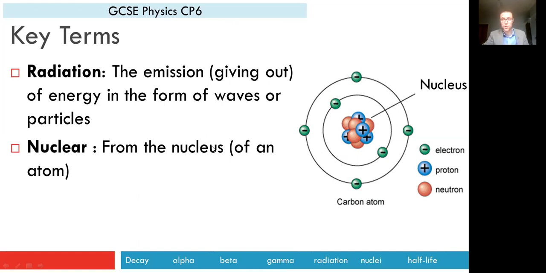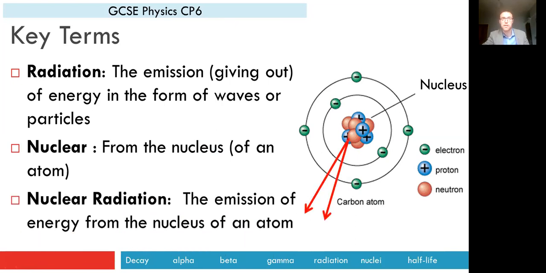So nuclear radiation, next one, is simply the emission of energy from the nucleus of an atom. Now, as we wrote in radiation, it could be in the form of waves, or it could be in the form of particles. But it is the emission of energy from the nucleus of an atom.